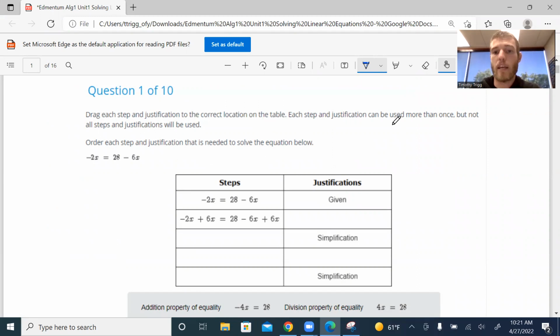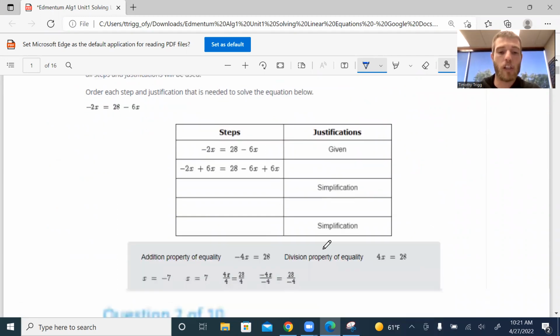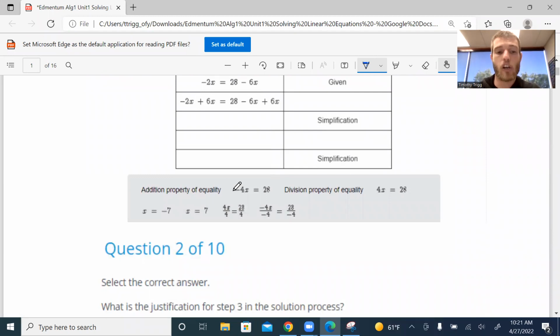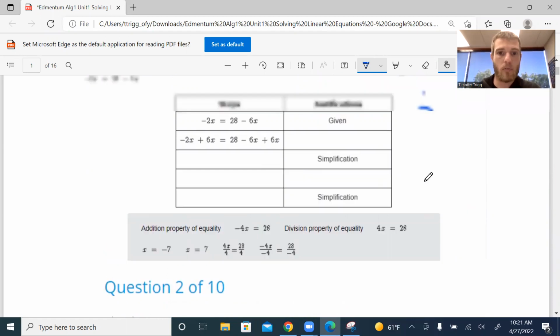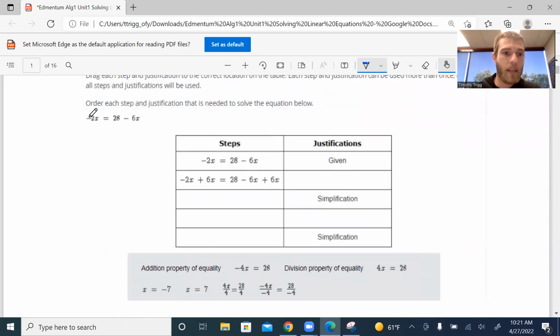Each step and justification can be used more than once, but not all steps and justifications will be used. So here, you're clicking and dragging these things in here. You could use each of these more than once, but not all of them will be used. So here we've got negative 2x equals 28 minus 6x. You can see here there's x's on both sides of the equation. Remember, we don't like that. We want to move all our x's to one side. So in this case, let's go ahead and move our x's to the left side.